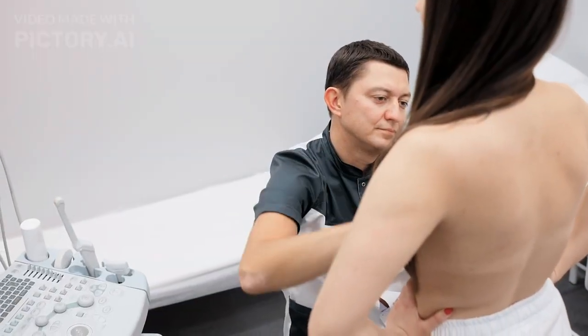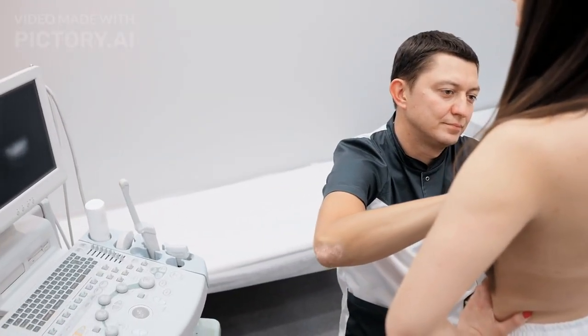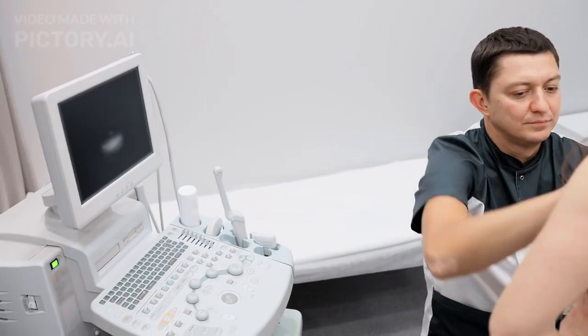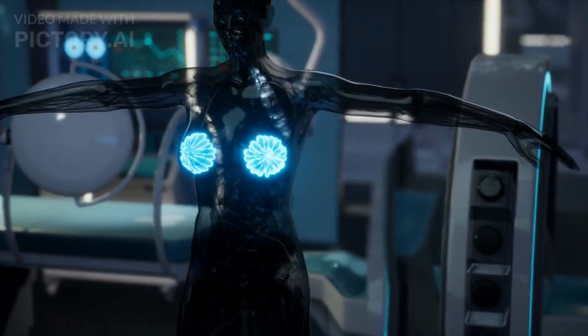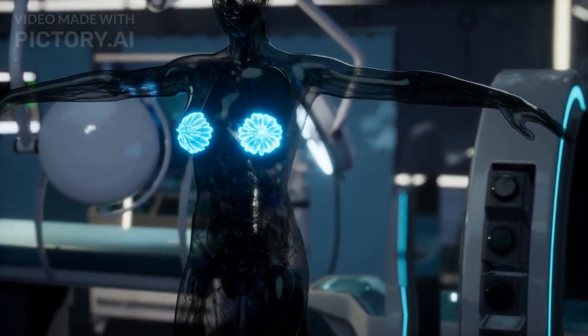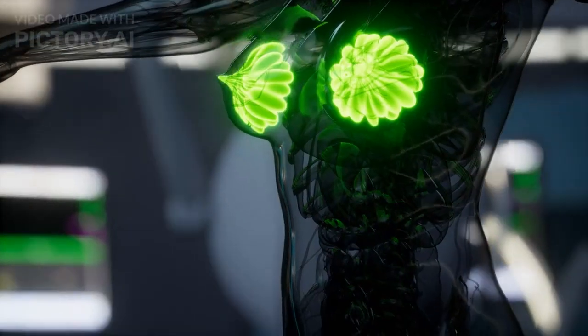Healthcare providers may do physical examinations or order mammograms to check for signs of breast cancer. But they do the following tests to diagnose the disease. Breast ultrasound. Breast magnetic resonance imaging, MRI, scan. Breast biopsy.